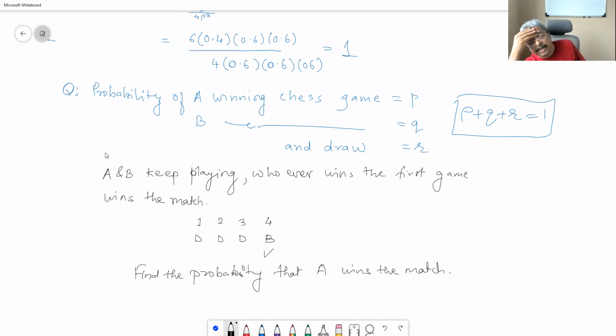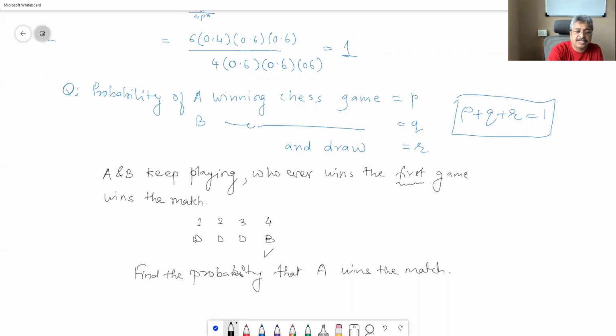A and B keep playing. Whoever wins the first game wins the match. This is the rule of the match. Probability of A winning the chess game is P, probability of B winning the chess game is Q, and probability of remaining draw is R. P plus Q plus R is equal to 1. The match is over the moment any one of them wins the first game. First game. This is important.